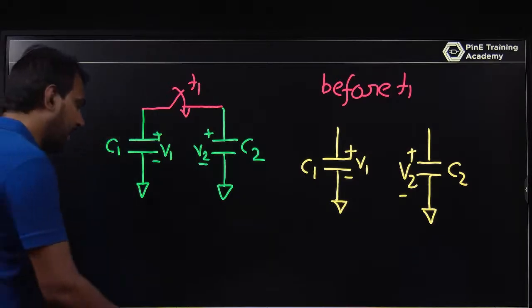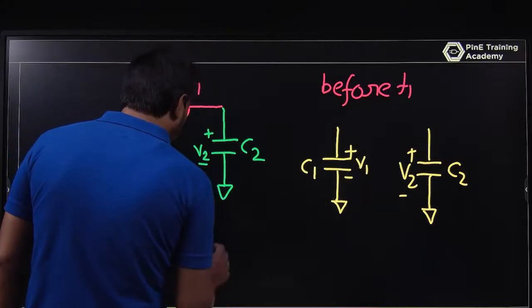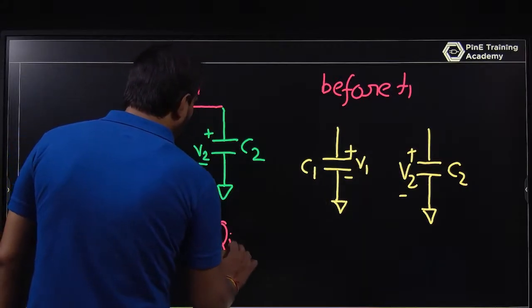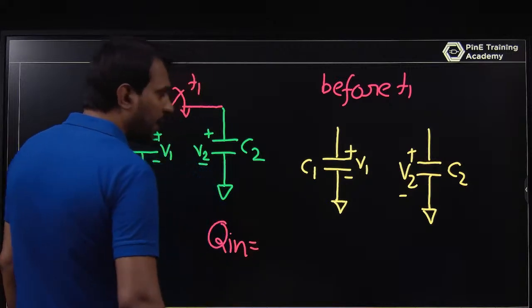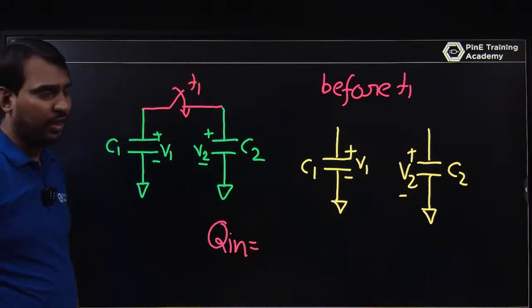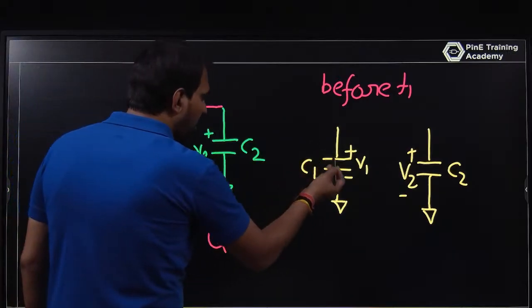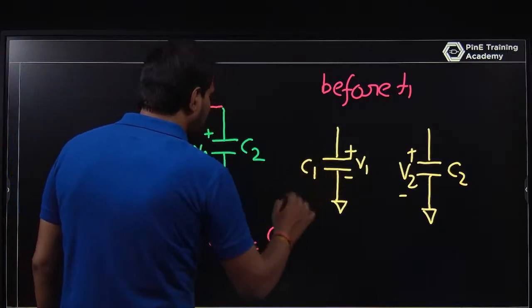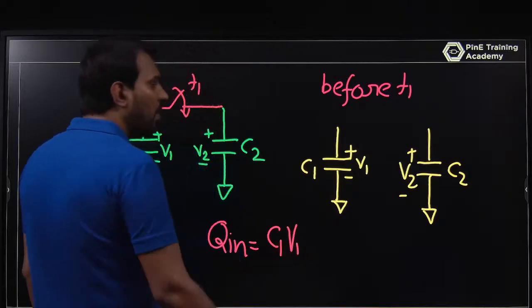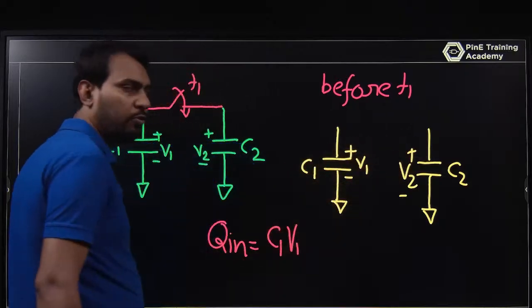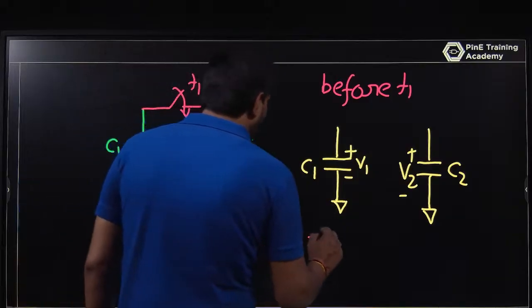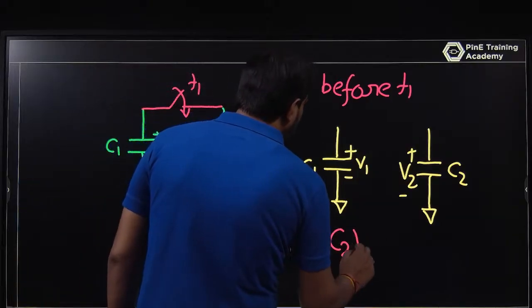So the Q initial before T1 is equal to what? Q is equal to CV. What is the capacitance? That is C1. What is the voltage? That is V1. Both have the same positive-negative direction. So that's why I am writing C1 V1 plus C2 V2.